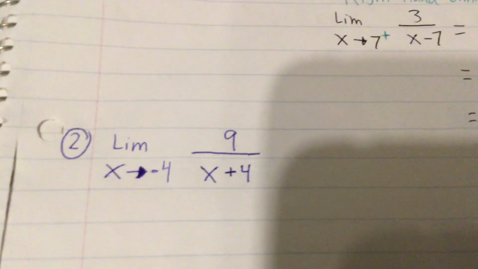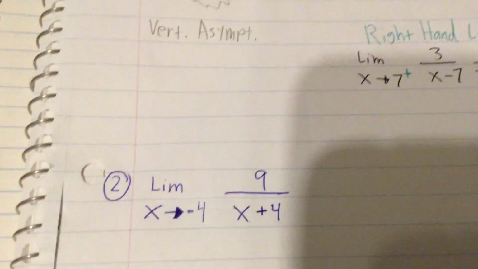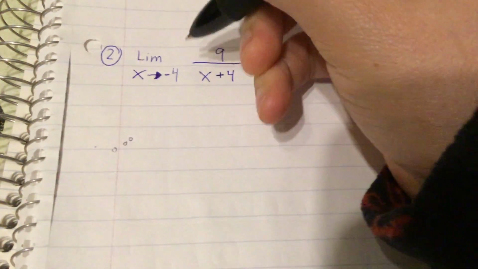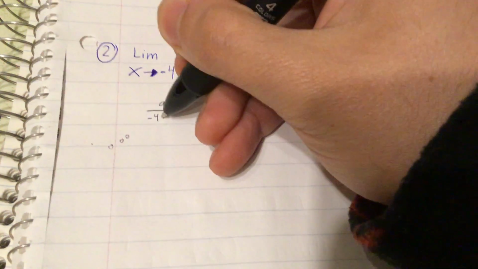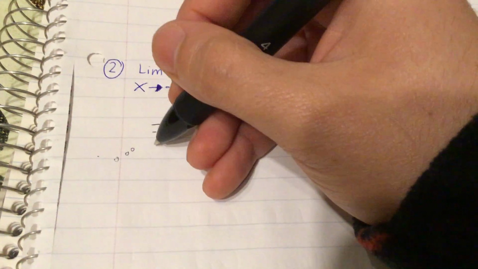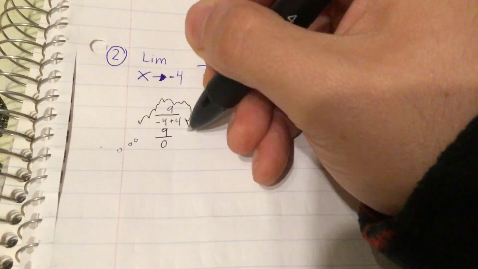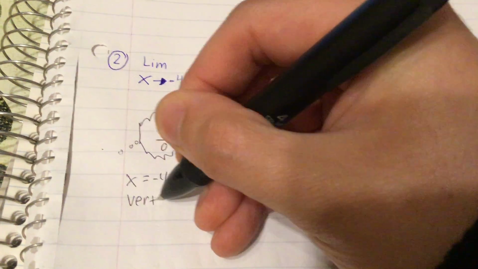Okay, so let's think critically about this. If I were to plug in x equals -4, let me get my black pen really quick. So if I plug in 9 over -4 plus 4, because my first move is to apply direct substitution. -4 plus 4 is 0, therefore I've got 9 over 0. Remember, it's a non-zero divided by 0, therefore x equals -4 is a vertical asymptote.